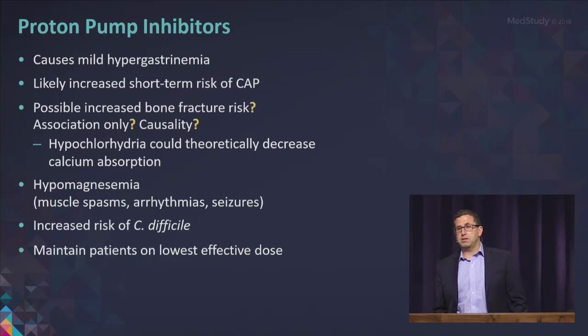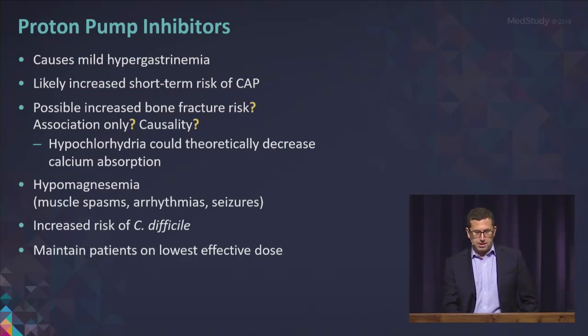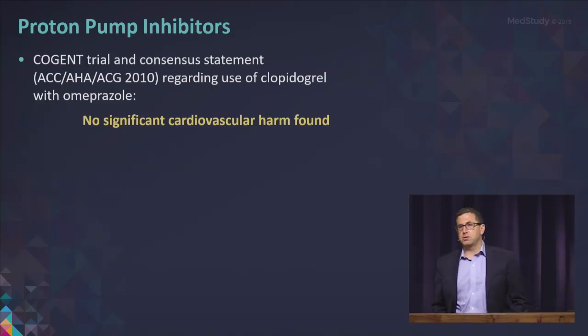One key thing that PPIs could do is lead to very low magnesium levels in patients, and that could lead to muscle spasms, arrhythmias, and seizures. I've seen several cases of that. It also increases your risk for C. diff. So you really want to discuss the risks and benefits of PPIs with your patients, make sure that the indication is really there, and keep them on the lowest effective dose for the shortest amount of time. And in terms of the question that came up several years ago, whether it interferes with Plavix, the answer is no. This is the trial that showed that. There's no significant cardiovascular harm when you have people on concurrent PPI and Plavix.